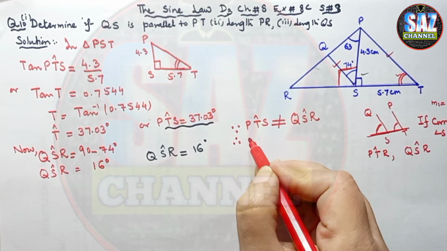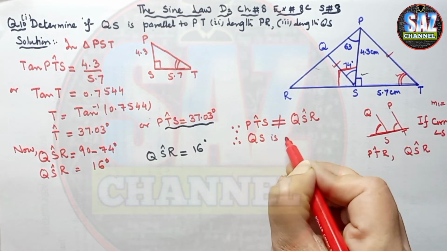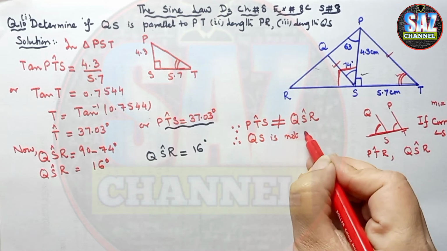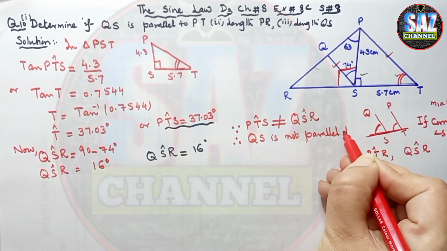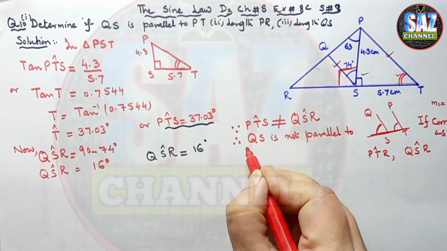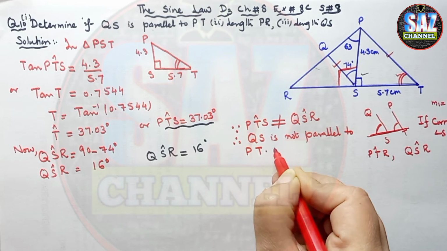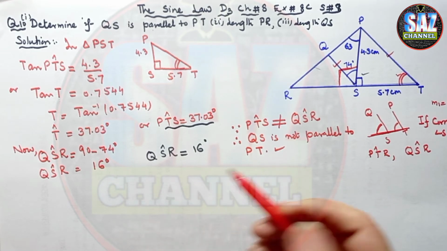Therefore, the line QS is not parallel to PT line. I hope you are clear about this part. And let's move to the second part of the question, length PR.